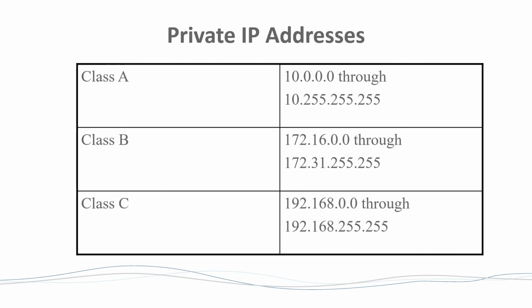Class B's, they're smaller networks. You can see they have fewer hosts in each one. And then Class C's. And these ranges, there's a whole range of Class B's and Class C's.